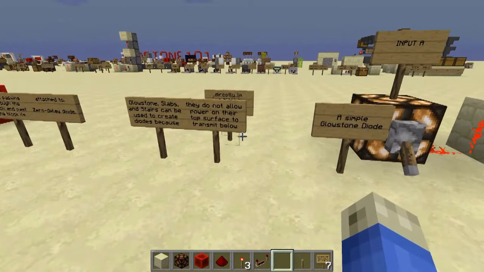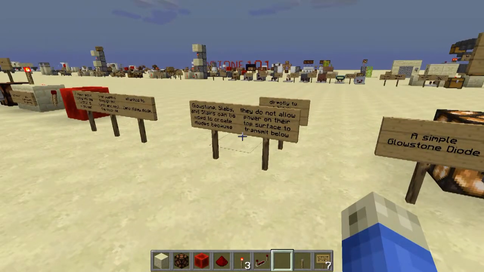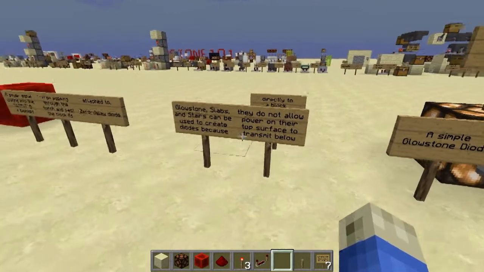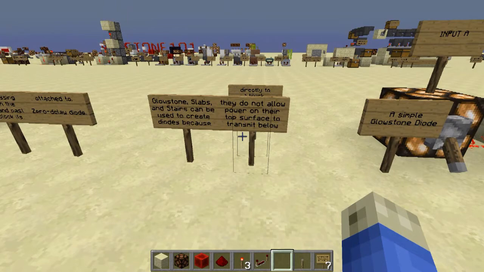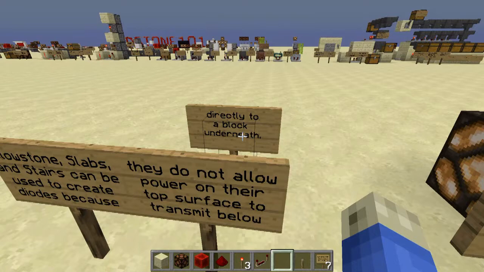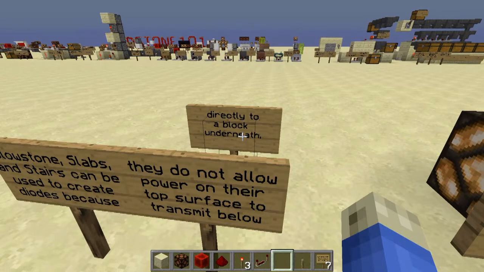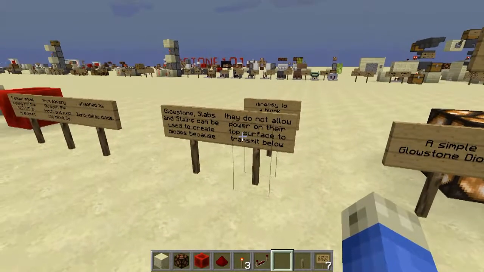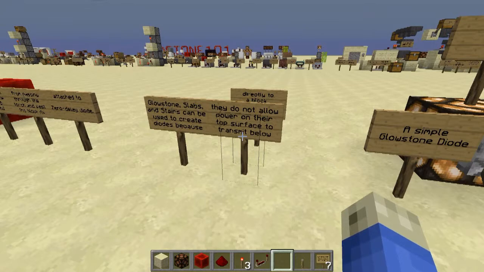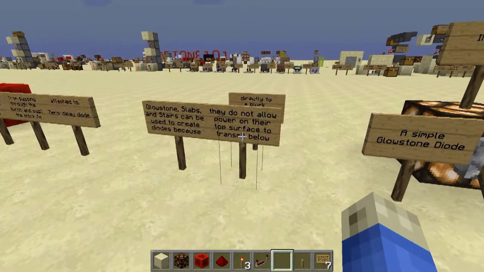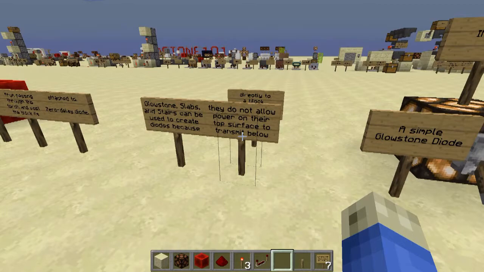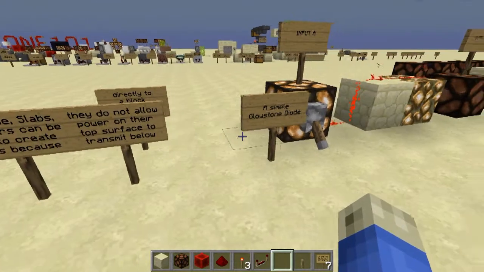There we go, we talked about that. Now, glowstone, slabs, and stairs can also be used to create diodes because of one of their unique properties, in which they do not allow power on their top surface to transmit below to a block directly underneath. They allow power from their top to be transferred in another way, which we take advantage of, but this restriction allows them to be used to make diodes. So let's take a look at that.